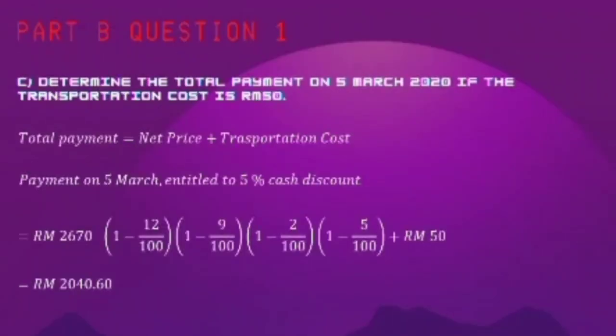The last question is, determine the total payment on 5 March 2020 if the transportation cost is RM50. So the first step is to write the formula of the total payment. Based on the question, payment on 5 March is entitled to the 5% cash discount. So we just need to substitute the information given, net price and transportation cost. The answer we will get is RM2,040 and 16 cents.